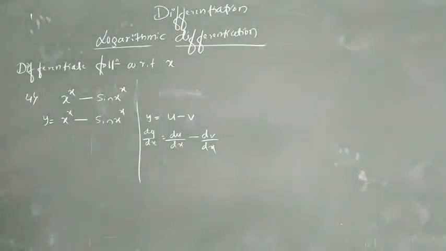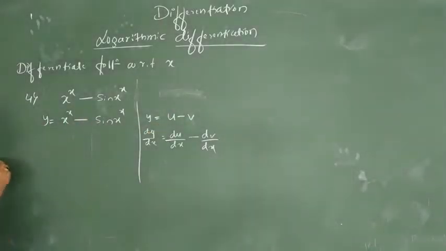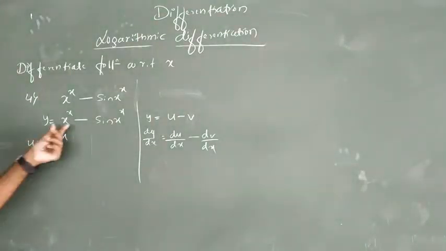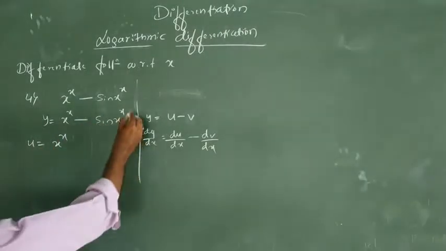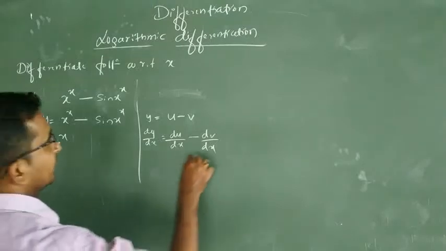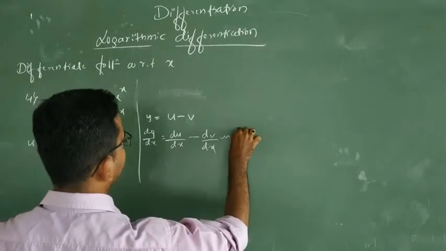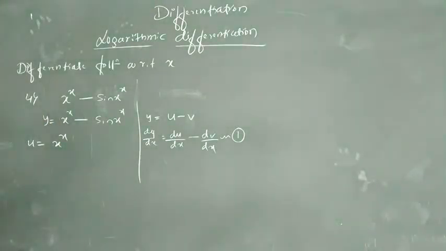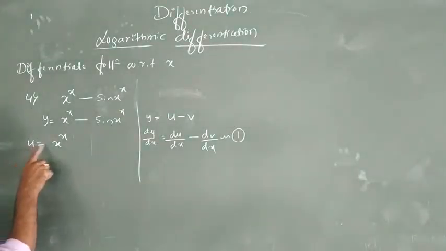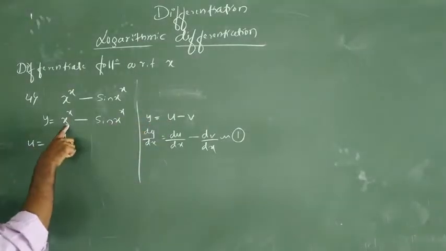Getting it? Okay. Now, what is u? U is nothing but x raised to x. We have to take the two functions separately. This one we take as u, and this one as v. I will consider this one as equation 1. After doing the differentiation, we have to substitute in equation 1. Okay. Now, this is the u. U is nothing but x raised to x.